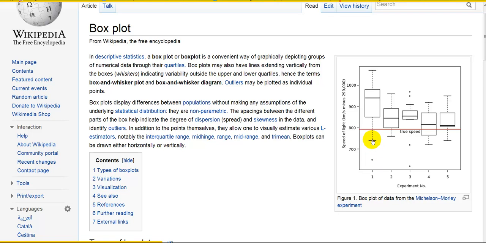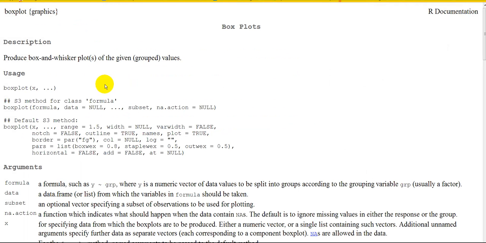So this is supposed to be basically the full range from here to here. And if there's anything outside of there, here you can see there's some outside, but we expect that things are going to fall between here and here. So that's what we mean by a box plot. And as you know, there's a box plot function in R.